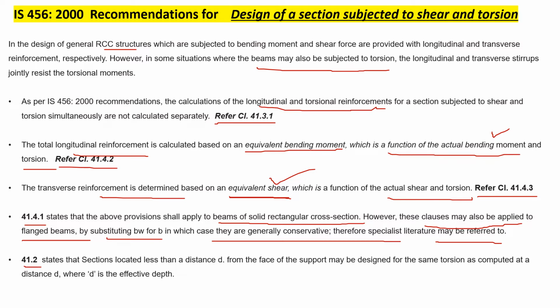It states that a section located at a distance less than d, that means a distance equal to the effective depth of the section from the face of the support, may be designed for the same torsion as computed at a distance of d, where d is the effective depth. So this is another provision which we have to take into consideration while we are designing a section subjected to flexure as well as torsion.